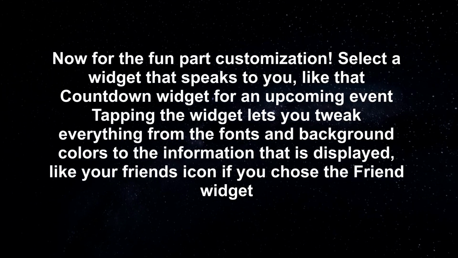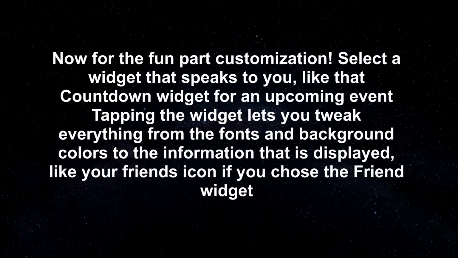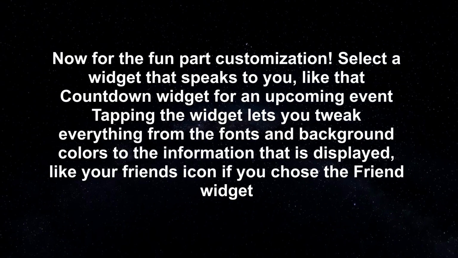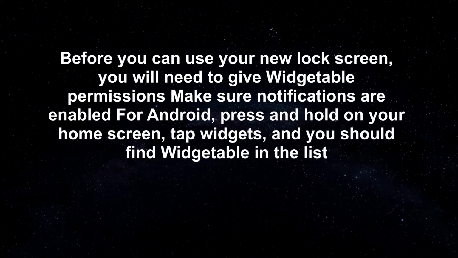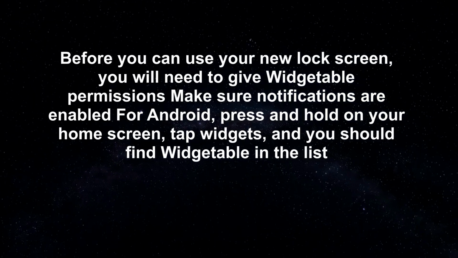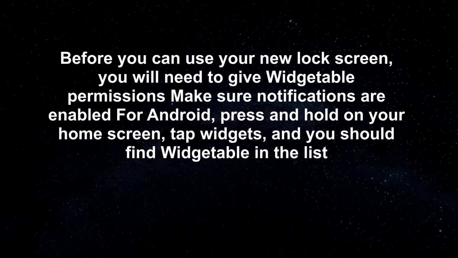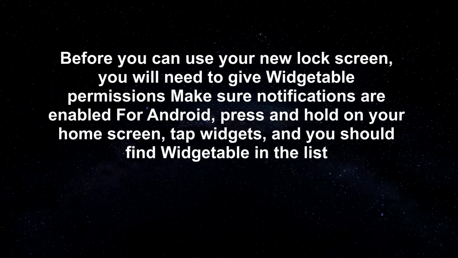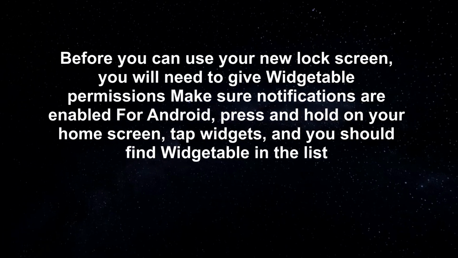Tapping the widget lets you tweak everything from the fonts and background colors to the information that is displayed, like your friend's icon if you chose the friend widget. Before you can use your new lock screen, you will need to give Widgetable permissions. Make sure notifications are enabled for Android. Press and hold on your home screen. Tap Widgets, and you should find Widgetable in the list.